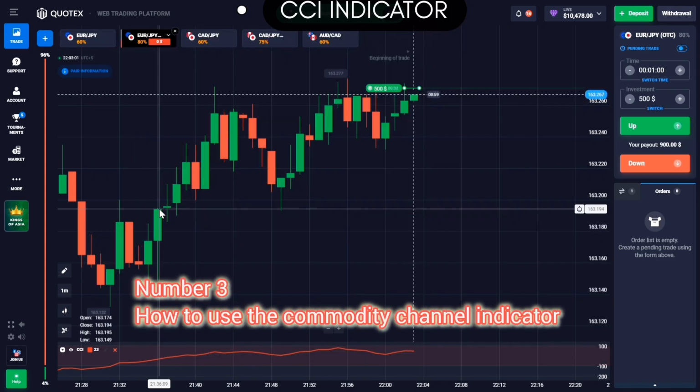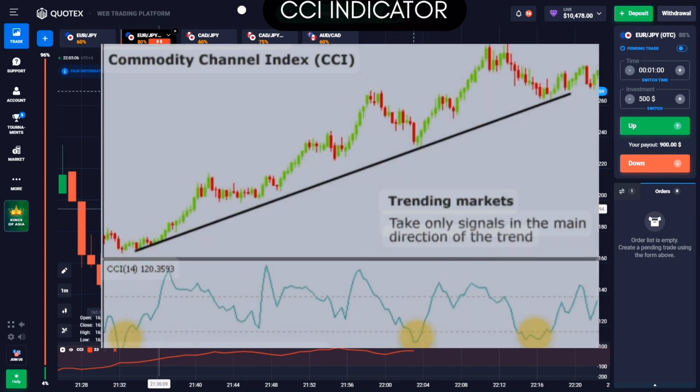Number 3. How to use the Commodity Channel Indicator. 1. Identify trends. Use the CCI indicator to identify trends by looking for readings above +100 for uptrends and readings below -100 for downtrends.